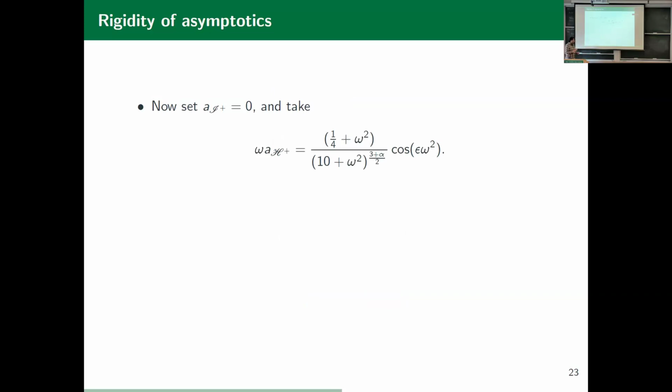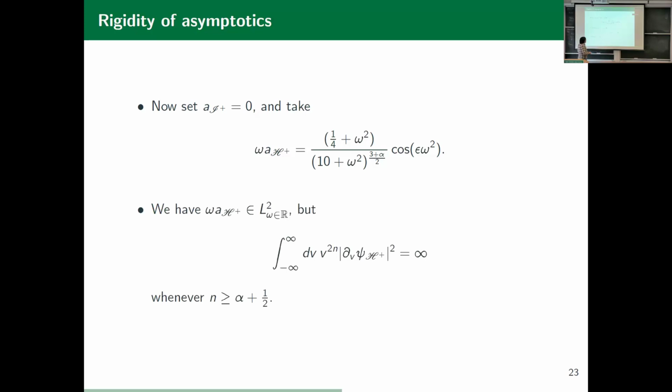So that means you don't have exponential decay, or like the example that you started from does not have exponential decay. But actually, we can see directly that it's polynomially decaying when measured in L2. If you are to evaluate this norm, then every power of v will correspond to differentiation by omega, and there will be one term that comes from differentiating cosine epsilon omega squared that adds powers of omega, which prevents integrability. So we can do this for any alpha and take n to be greater than alpha plus half.